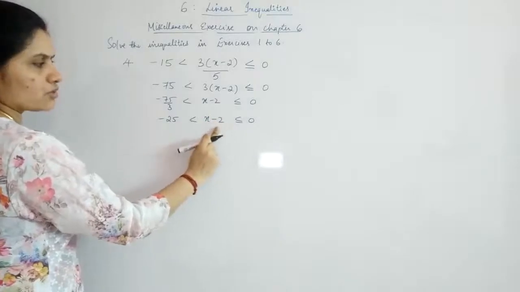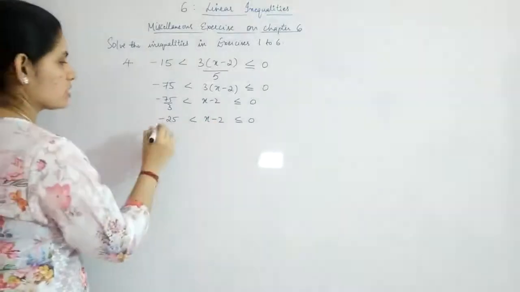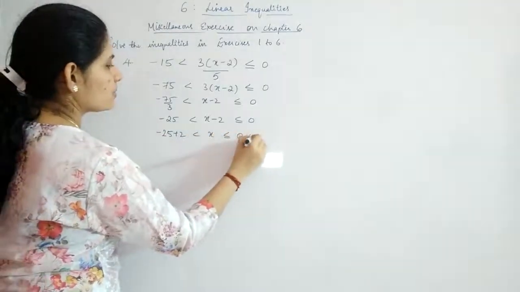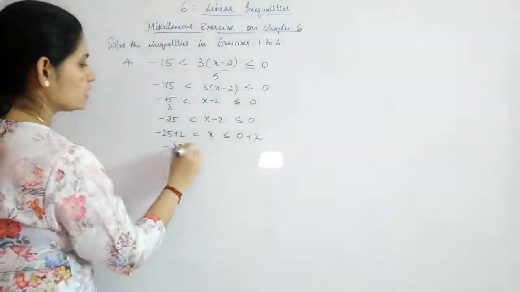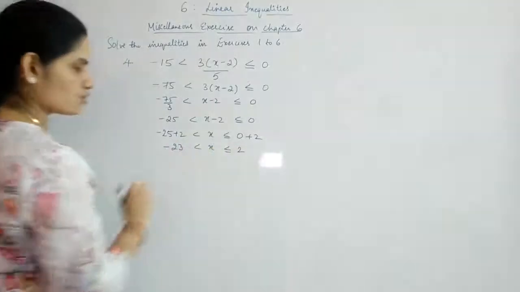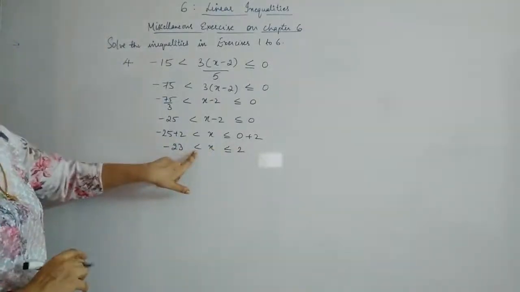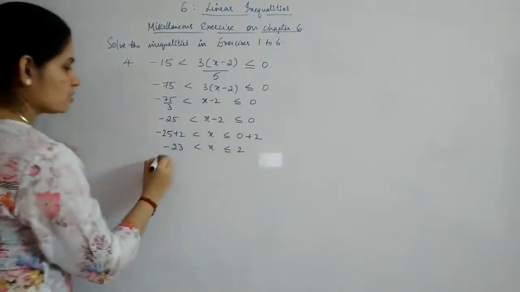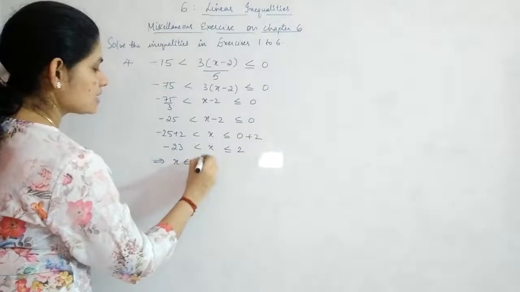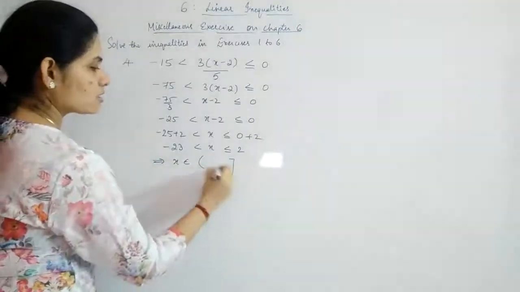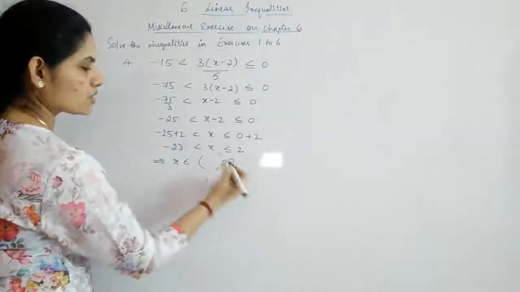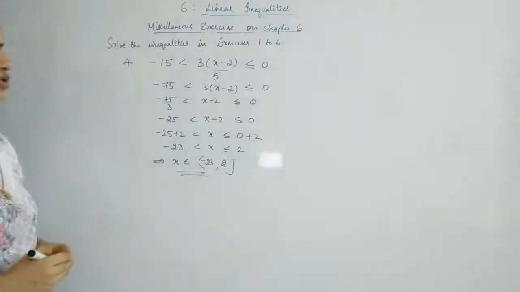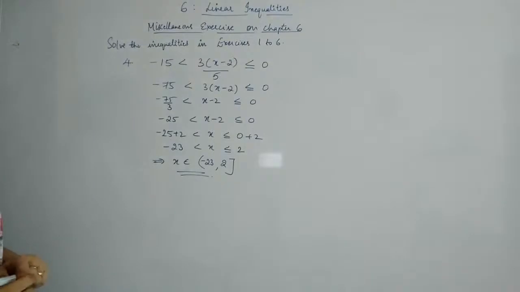Now what is the thing? We have to remove minus 2. That means we are adding 2 throughout. So minus 25 plus 2 less than x less than or equal to 0 plus 2. This will give you minus 23 less than x less than or equal to 2. Now here you can see that you have the less than sign and here you have the less than or equal to sign. So when you write the solution, this is open, here it is closed. That is, for 2 it is closed, for minus 23 it is open. So this is your solution. X belongs to open minus 23 to closed 2.